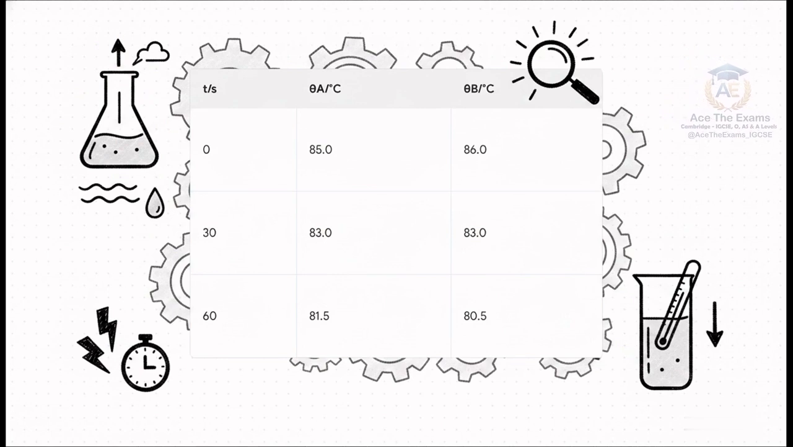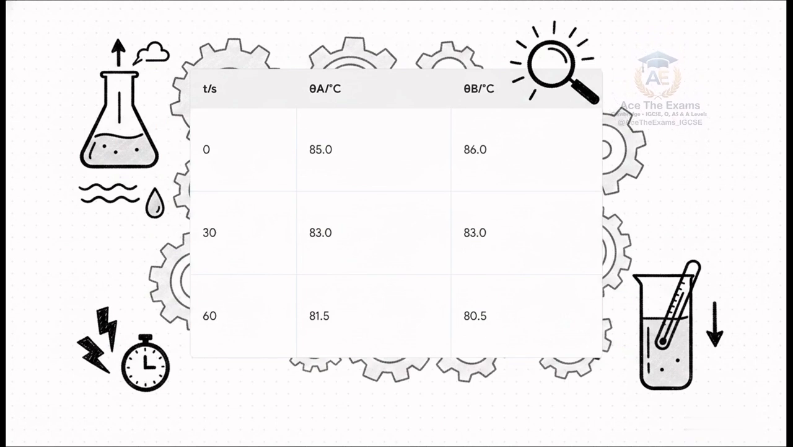And here's something absolutely critical. Examiners are incredibly strict about table formatting. Just look at this data from a thermal cooling experiment, comparing 2 beakers. Notice the column headings? Examiners expect tables to be perfectly formatted with the correct units incorporated directly into the headings, separated by a forward slash. So it's t/s for time in seconds and theta/degrees C for temperature in Celsius.